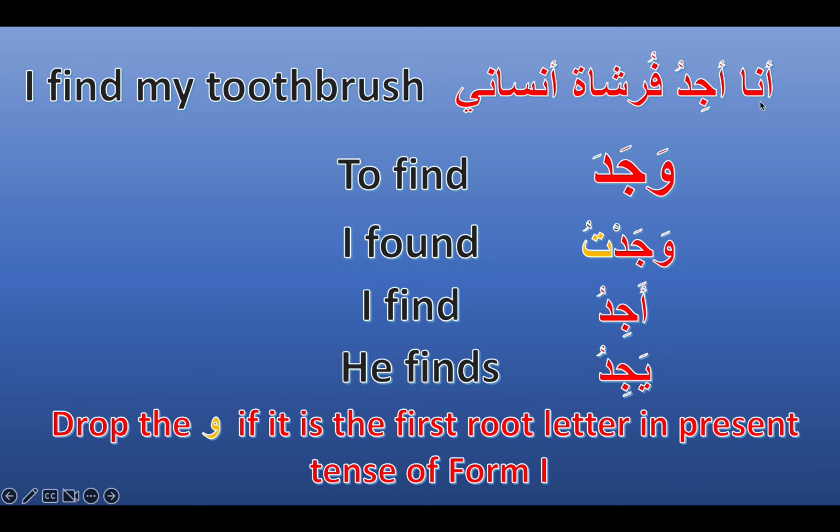I find my toothbrush. أنا أجد فرشة أسناني. Here we have the verb to find, which is وجد. Conjugating it in the past is very easy. I found, وجدت. But in the present, if a wow is the first root letter in the present tense of a form 1 verb, وجد is form 1, then we have to drop the wow. So it's not أوجد, it becomes أجد. We drop the wow. I find, he finds يجد, you find تجد.